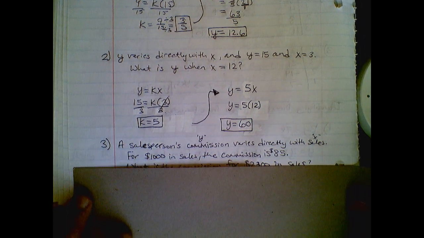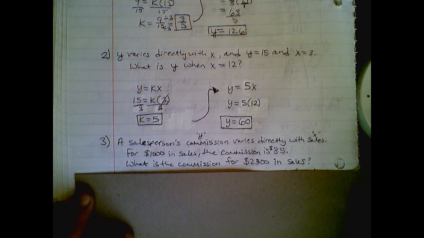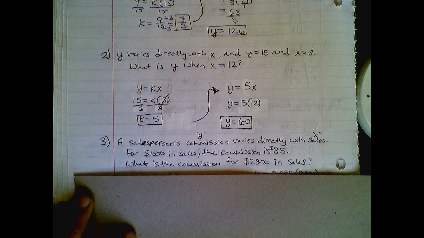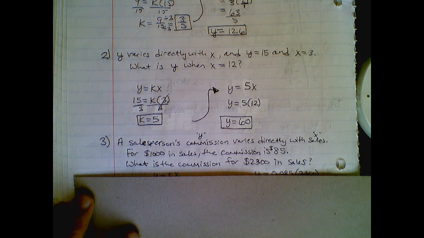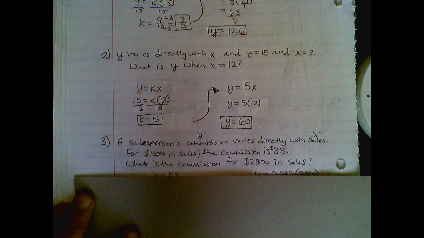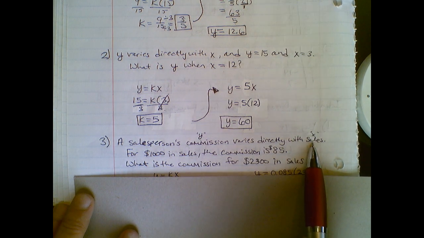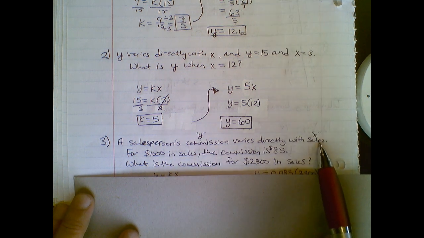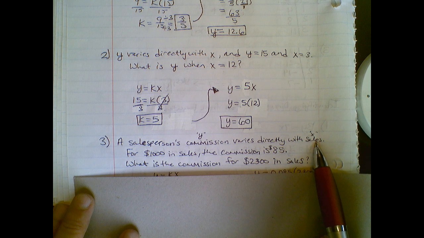Now this third example is more or less like a word problem, but we're going to do exactly the same steps or order as 1 and 2. So it says a salesperson's commission varies directly with sales. For $1,000 in sales, the commission is $85. What is the commission for $2,300 in sales? So it goes in the same order. Instead of y varies directly with x, it says commission varies directly with sales. So our commission is just our y, and our sales is just our x. So we're going to write that above so it doesn't throw us off.